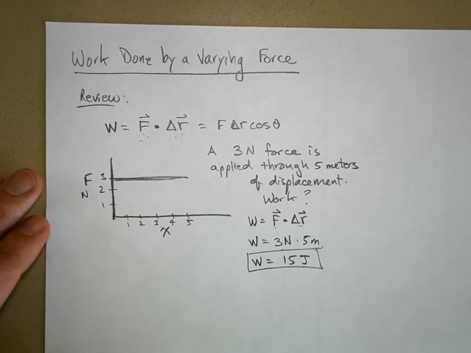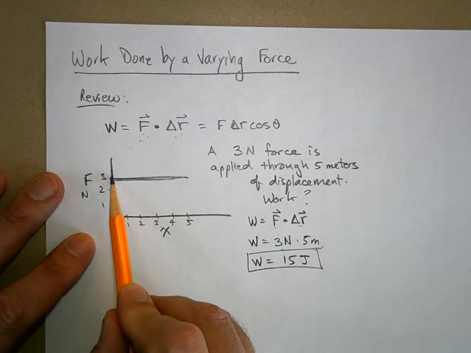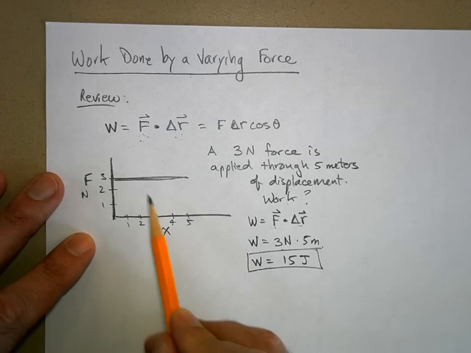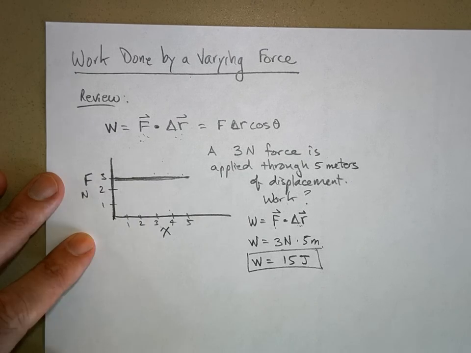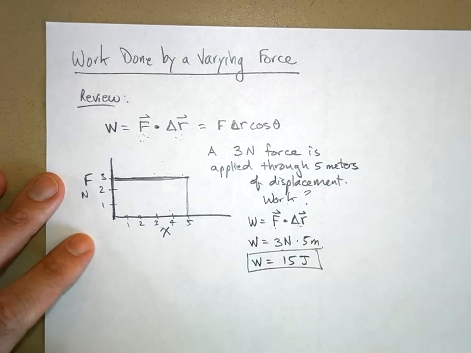But why do it this way when I can spend a lot more time drawing a graph? Okay, so that's what I'm going to do. I'm going to draw a graph. So here at 0 meters, my force is 3 newtons. At 1 meter, it's still 3 newtons. At 3 meters, 4 meters, 5 meters, still 3 newtons, constant force. Notice that this draws a rectangle.